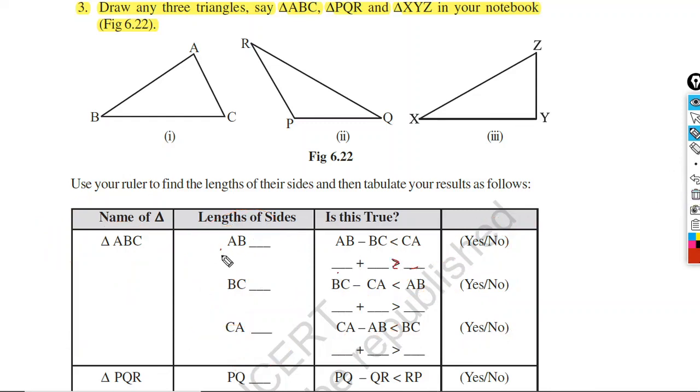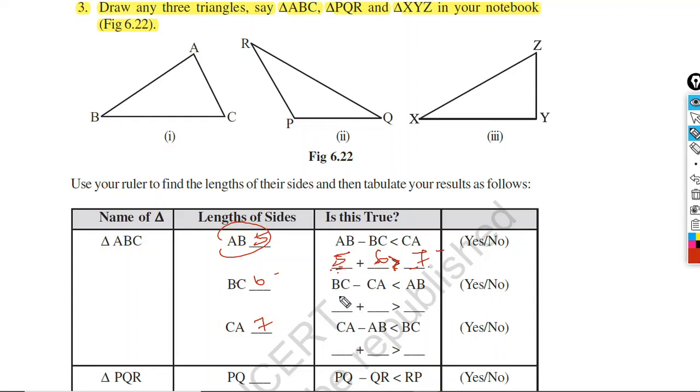That means you have to find the length of AB, suppose 5, BC is suppose 6 and CA is suppose 7. So you have to find AB plus dash is greater than dash. That means you find AB plus BC. That means 5 plus 6 is how much? 11 is greater than 7.